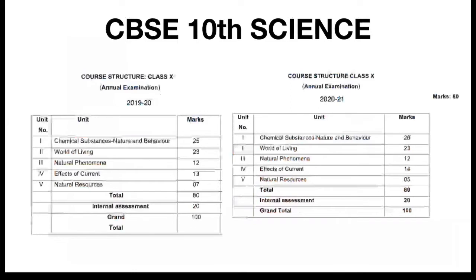And for world of living, this is 23, now this is 23, so no change here as well. There is also only 1 mark of change in natural phenomena and effects of current, and only natural resources, which were 7 marks last year, are 5 marks this year. So you don't see much difference in marks, but there are some chapters removed from some of these areas and still the marks are not much different. So let's see chapter by chapter how the changes have been done.